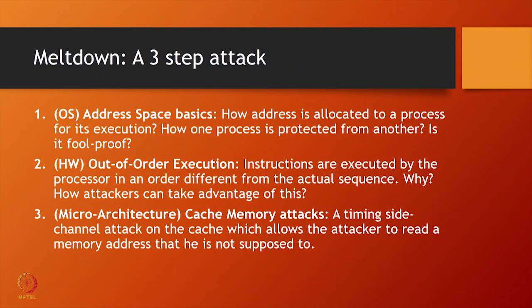So that is the first part, and the second part is the hardware out of order execution. We will also deal with that in some detail. I have already dealt with it in IS2, the information security 2 course, but I will give a brief outline of that, and that is also exploited. And then there is a microarchitecture level hack where the cache is basically utilized to leak information.